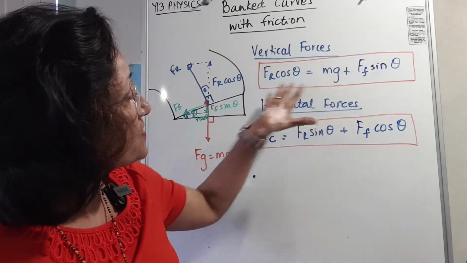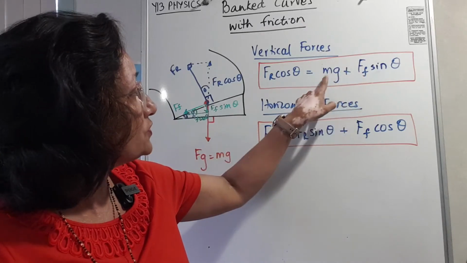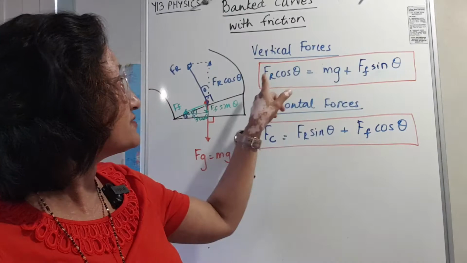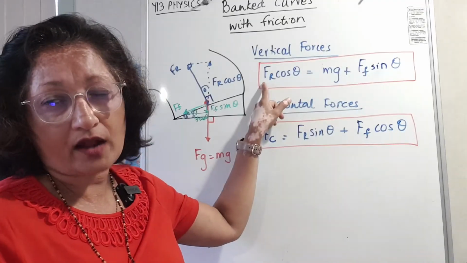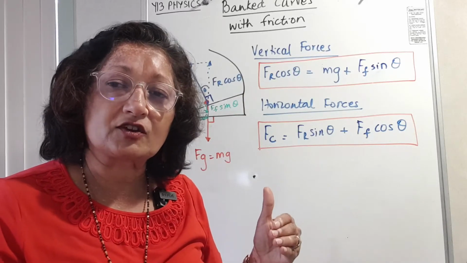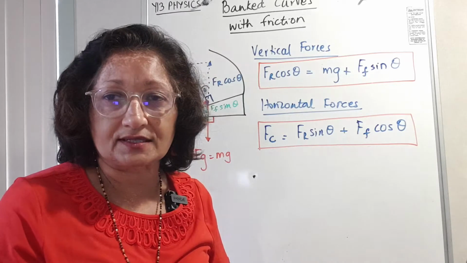Now the reason why you have this is if you know what is the size of the friction force, if you know what is the mass, and you know the angle of banking, it is possible to find the value of Fr, which is the reaction force. Okay, and the reason why you need that is because you want to know what is Fr sine theta, which contributes towards the centripetal force.